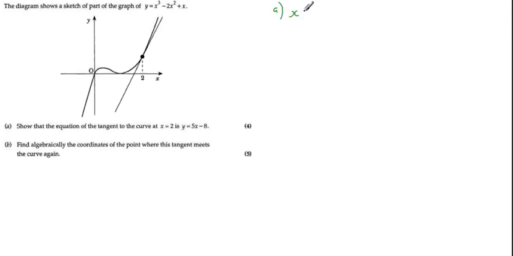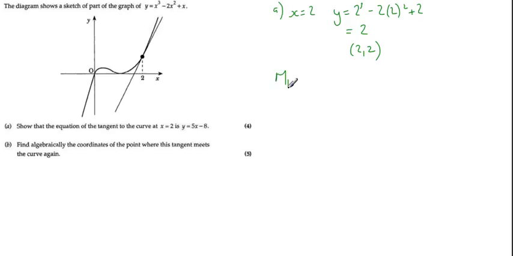Well, firstly, if we know that x is 2, we can get that point nice and easy just by subbing into y. So x is 2, y is 2 cubed minus 2 times 2 squared plus 2, which is 8 minus 8 plus 2, which is 2. So the point we're going to use is (2, 2). So now we just need the gradient.